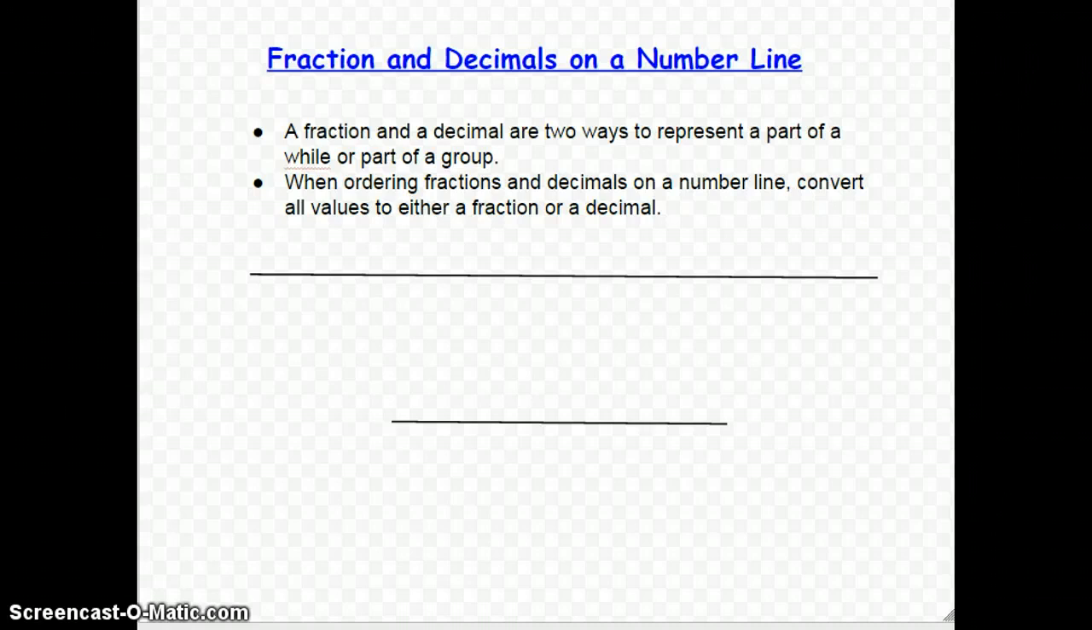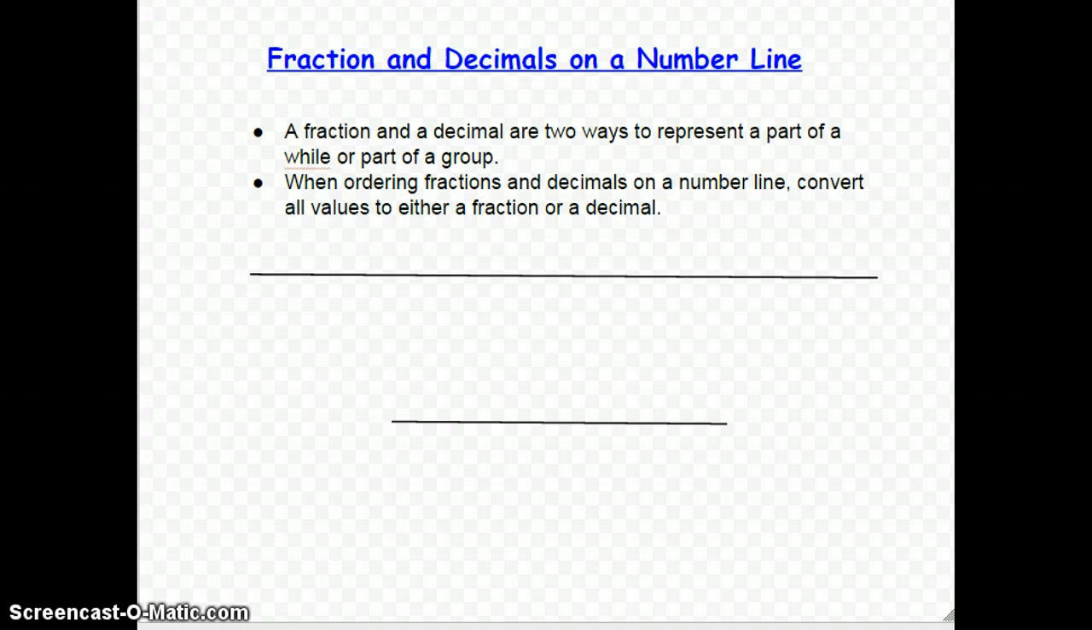Fractions and decimals: order fractions and decimals on a number line. Okay. Some things came to my mind that I wanted to make sure you have a really good handle on before we go on today. When we're ordering fractions and decimals on a number line, there are two very important things we need to remember.